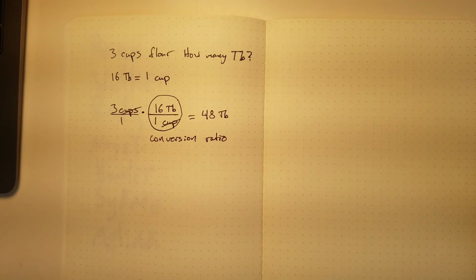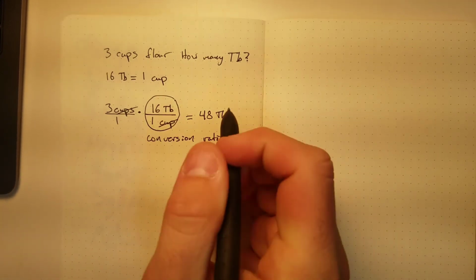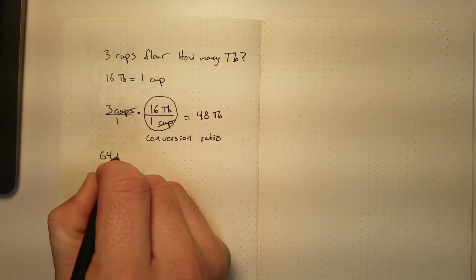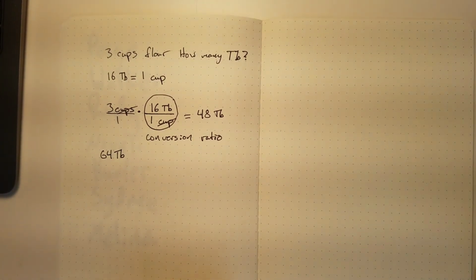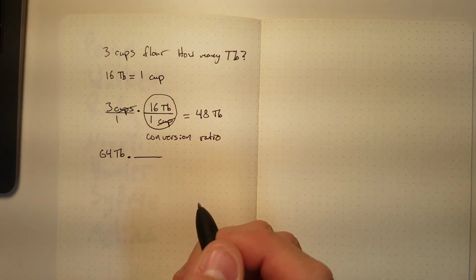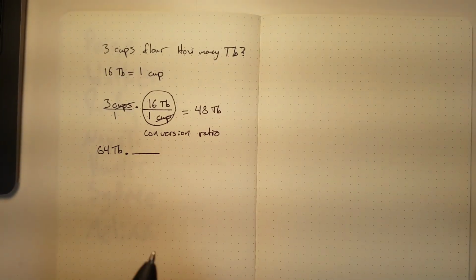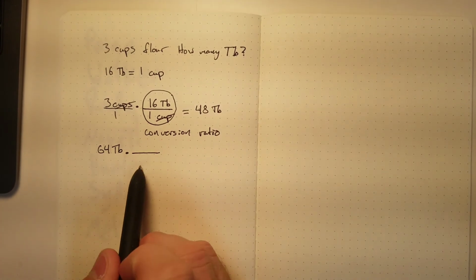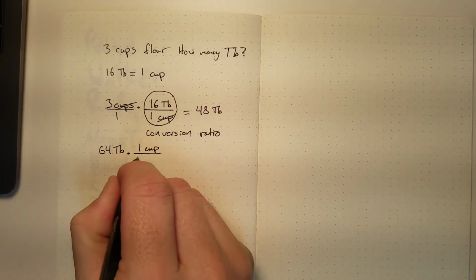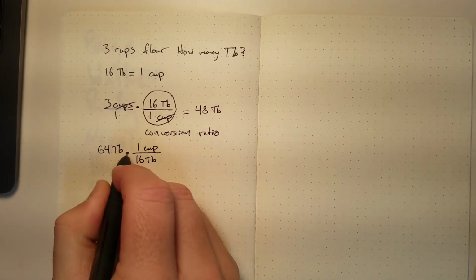To finish off real quick, let's say we were going the other way. Let's say we had 64 tablespoons and we wanted to know how many cups that was. Well, we're going to do the same thing. We're going to multiply by our conversion ratio, but this time tablespoons is going to go on the bottom and cups is going to go on the top. So we have 1 cup per 16 tablespoons.